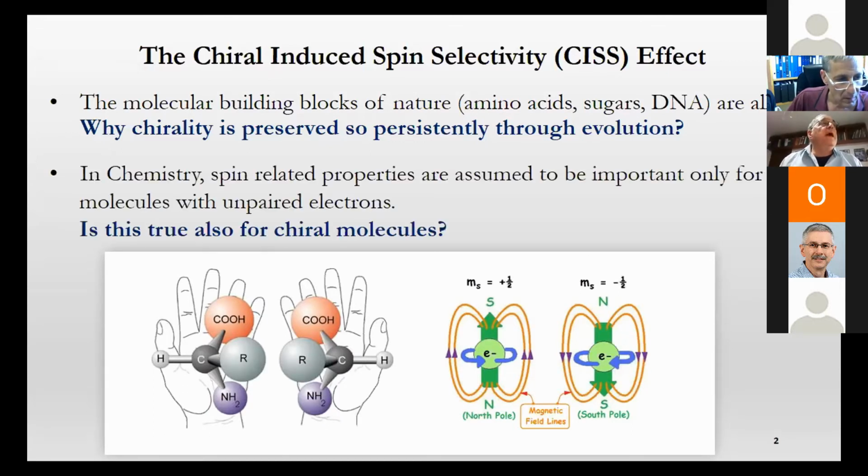And the second issue is that usually in chemistry, when we have closed shell systems, namely all electrons are paired, people think that the spin doesn't play a major role in defining the reactivity of the molecules and the interaction between molecules. What I will show you here is that this is not true when we speak about chiral molecules.